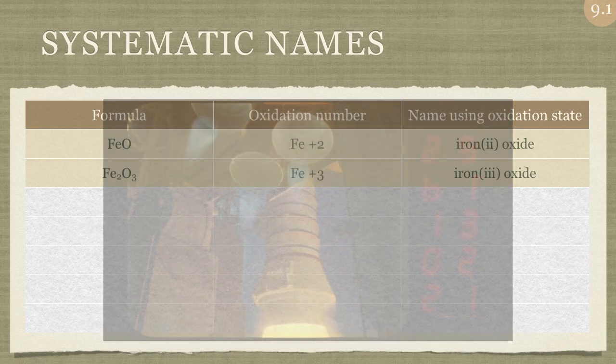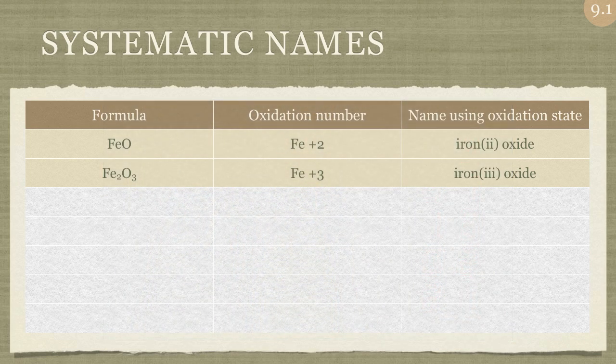When an element has different oxidation numbers in different compounds, we use those oxidation numbers inside the systematic name for those compounds. For example, here we have 2 iron oxide compounds with different formulas. In each compound, iron has a different oxidation state. And so we use that state in the name, such as iron(II) oxide and iron(III) oxide.